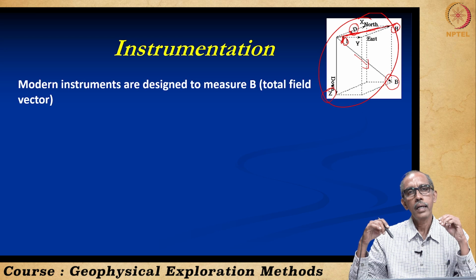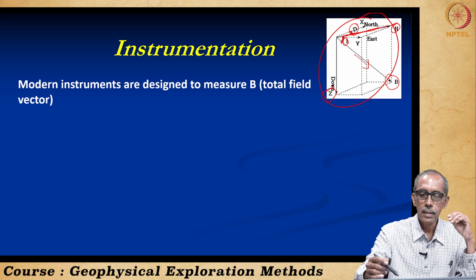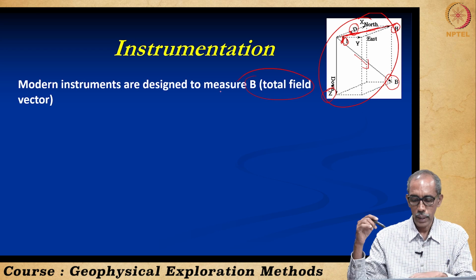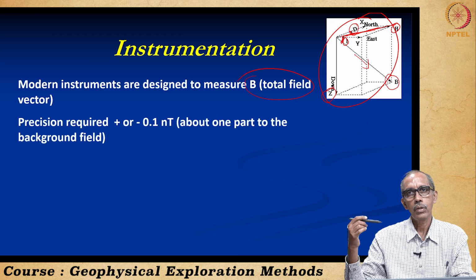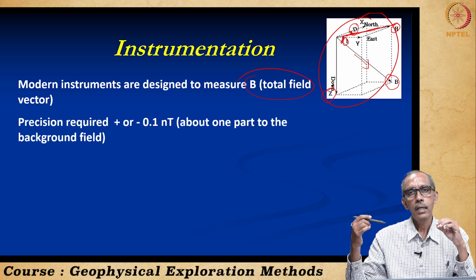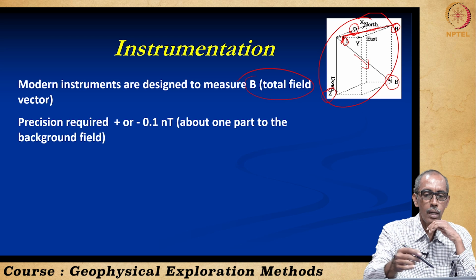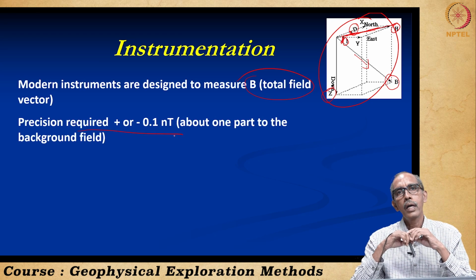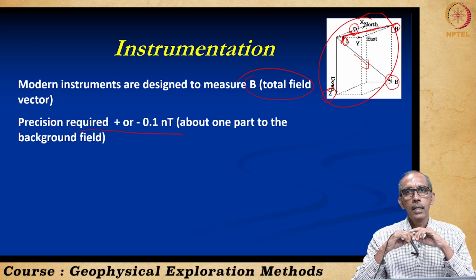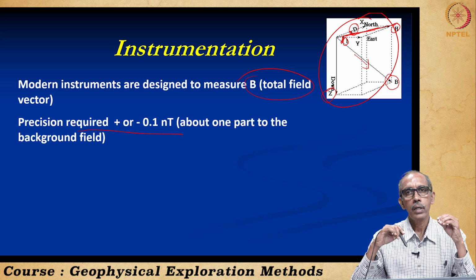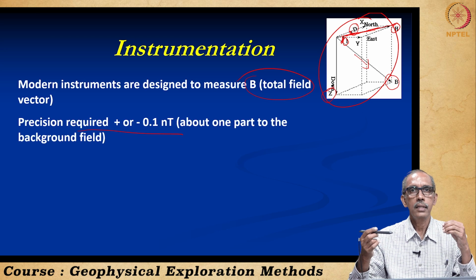Most of the modern day instruments that we use for magnetic exploration measure the total field vector B. Usually they measure the total field vector. Instruments are very advanced and we need to achieve an accuracy or precision of at least 0.1 nanotesla. So, why do we want to have 0.1 nanotesla? This is about one part of the background value, because of the fact everywhere there is going to be some magnetic strength which can be measured.